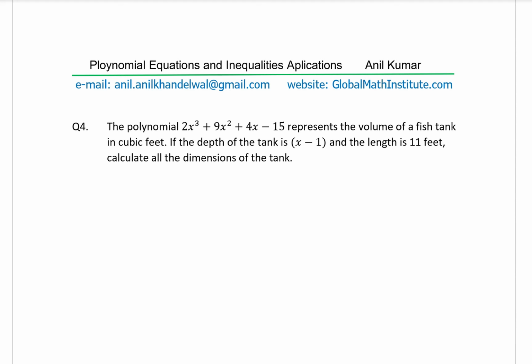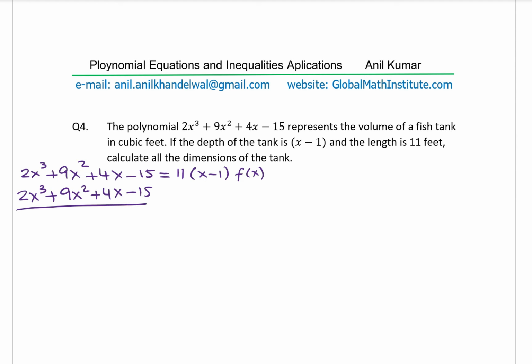So let's begin by equating the volumes. We have the volume given to us as 2x cubed plus 9x squared plus 4x minus 15, and that should be equal to 11 times x minus 1 times, let's say f of x. We need to figure this out. So we can divide the left side, 2x cubed plus 9x squared plus 4x minus 15, by x minus 1. So we get 11 f of x.